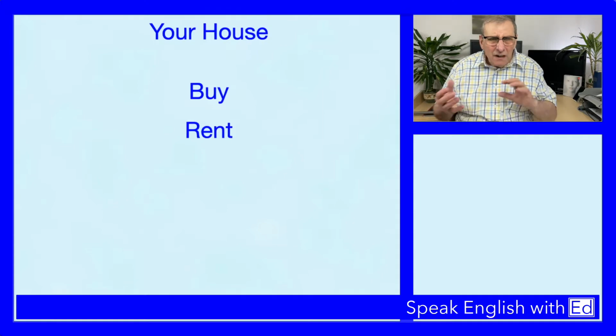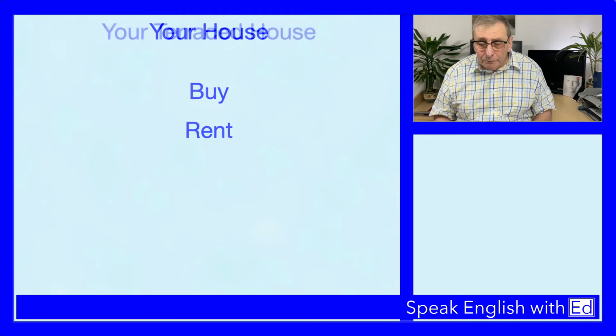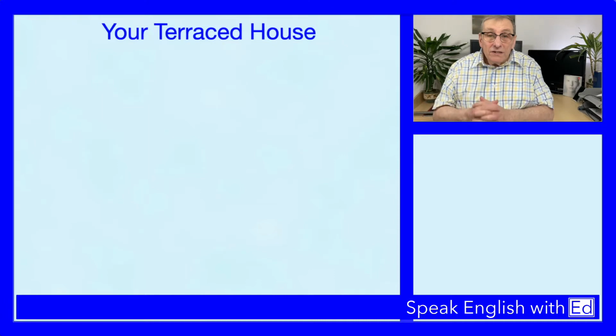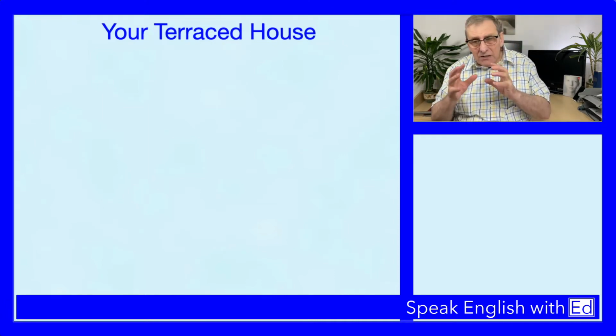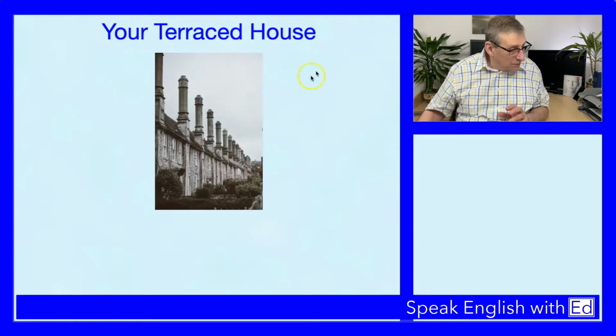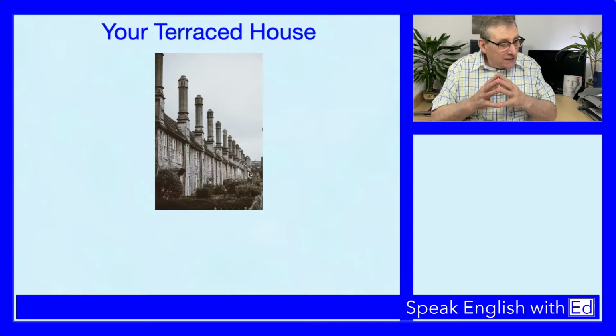There are other ways, like various arrangements with the bank, but these are the 2 main ways to either buy or to rent. So, let's have a look at the terraced house now. A terraced house is one that's built in a row of houses. Let's have a look at this one here. Look. There's a whole row of houses all joined together. There's no gaps in between. This is a row of terraced houses.